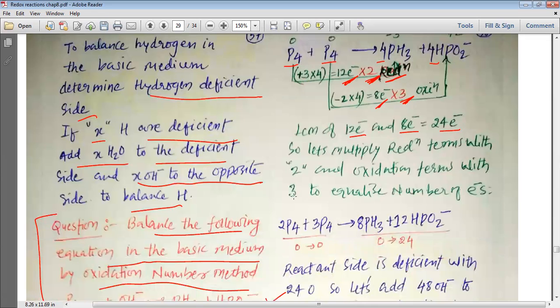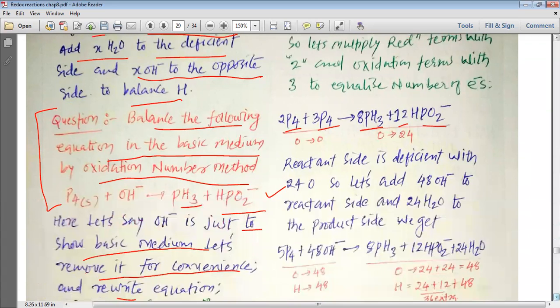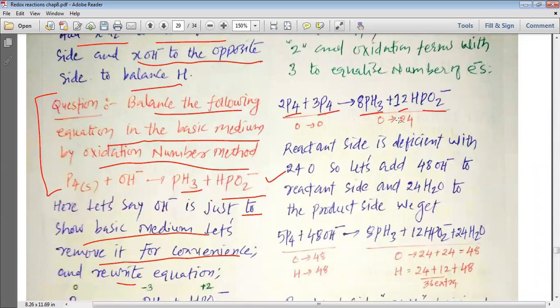You can see that this P4 I have multiplied with 2, so we get 2P4, and this 4PH3 I have multiplied with 2, so we get 8PH3. Same way this P4 has been multiplied with 3, so we get 3P4, and this 4HPO2 minus is multiplied with 3, so 4 multiplied by 3, so 12 HPO2 minus. Now, my dear students, if you look at the number of oxygen on both sides, you can see that at the left side we do not have any oxygen, but at the right side we have 24 oxygen present.